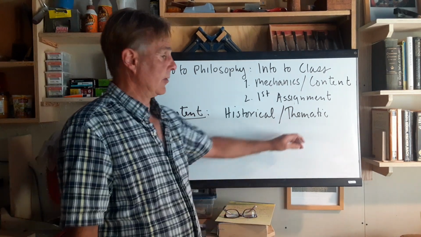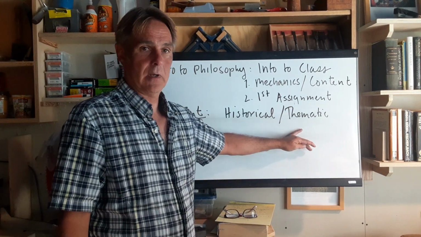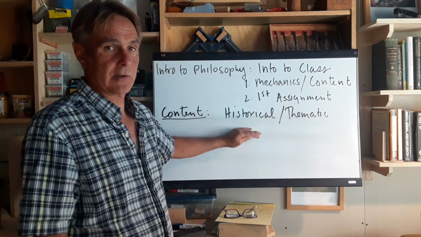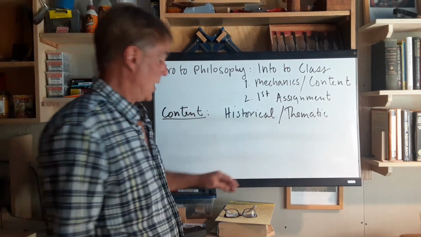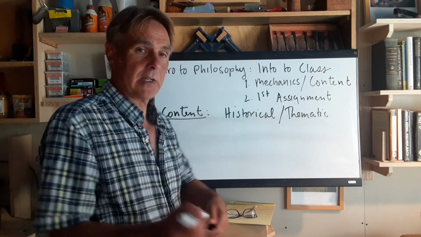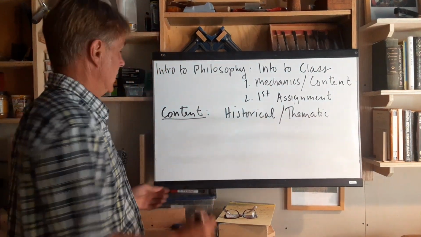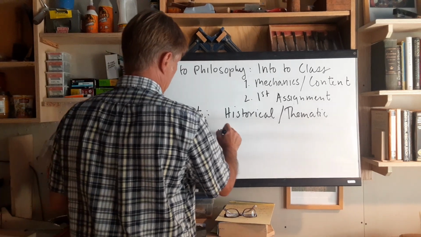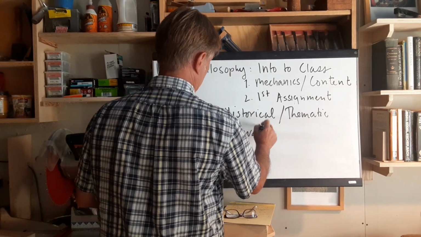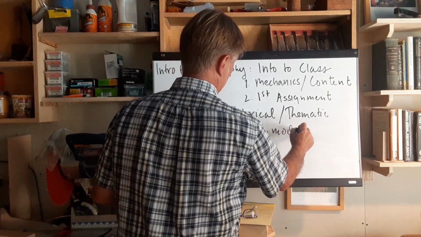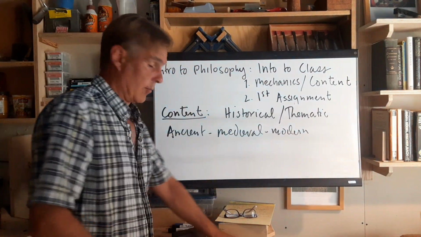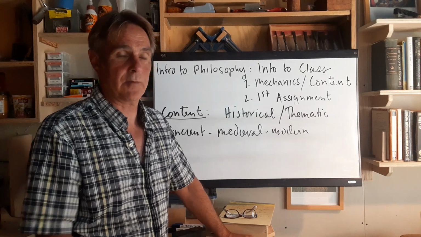All I mean is that we will pick up certain themes throughout the semester, and we're just going to pick them up as they come in chronological order. That's the history part. But for the history, I would like you to have this template in mind. Ancient, medieval, modern.